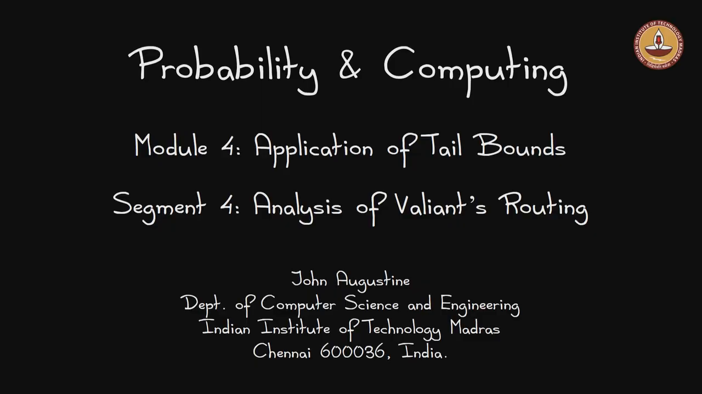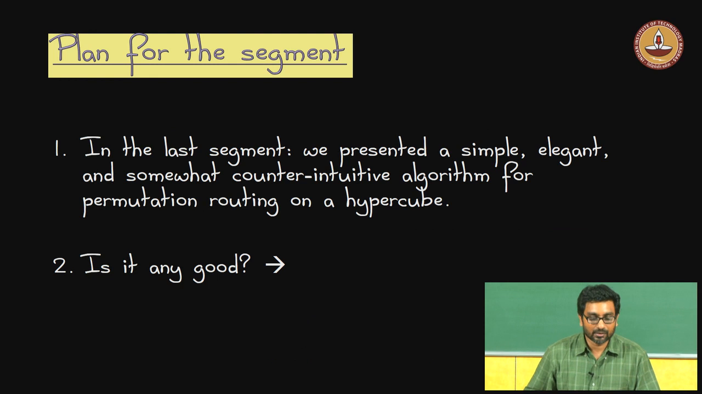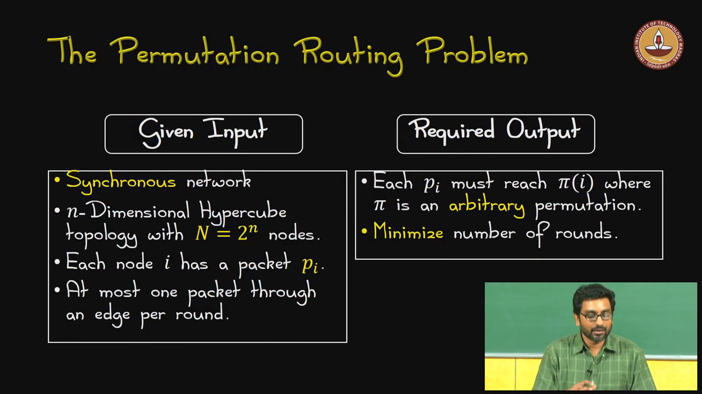So, now we are in segment 4 of module 4, in which we are going to analyze Valiant's routing, which we saw in the previous segment. We need to ask ourselves if that algorithm is any good, and let me quickly remind you of what the context is.